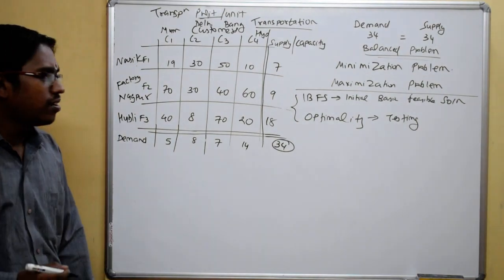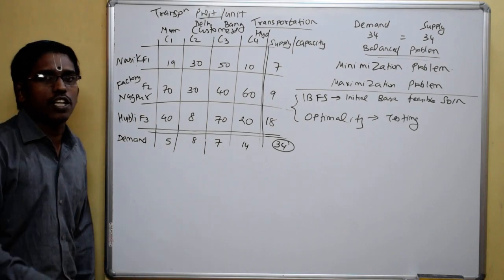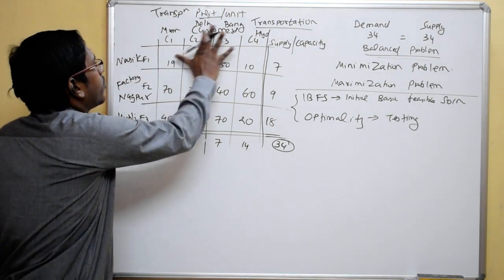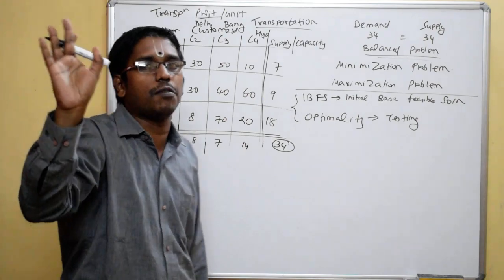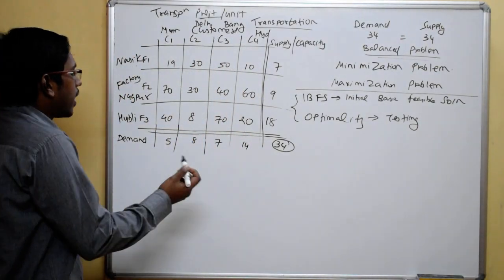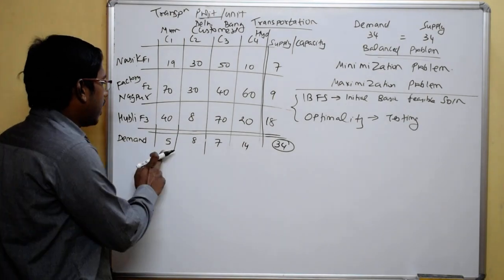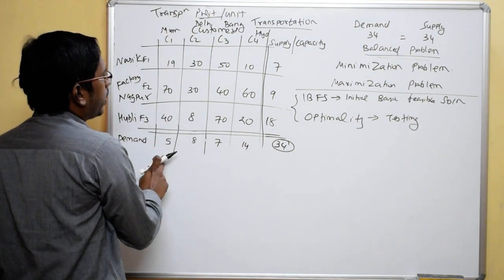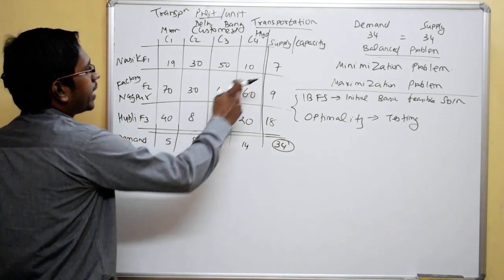The concept is clear. See, there can be many ways to transport goods from different factories to different customers. There can be n number of permutation combinations available in this particular problem. So for example, I can transport 5 units that this particular customer requires from factory 1. It has got 7 units.